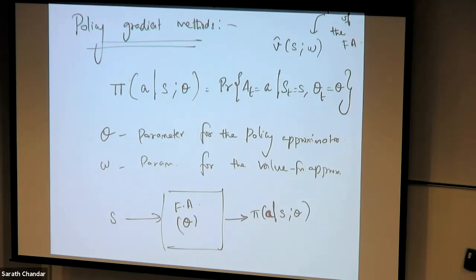Now to train any model, we need some objective. What could be an objective? In the case of a value function approximator, the objective was just the error in value prediction. For example, in the case of semi-gradient TD, you were trying to minimize the TD error. Now, what could be the objective for a policy function approximator?